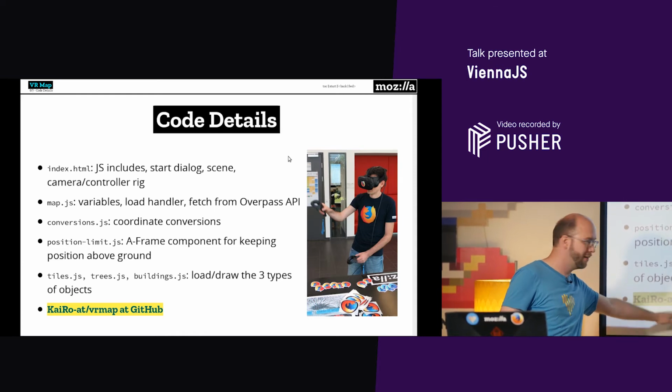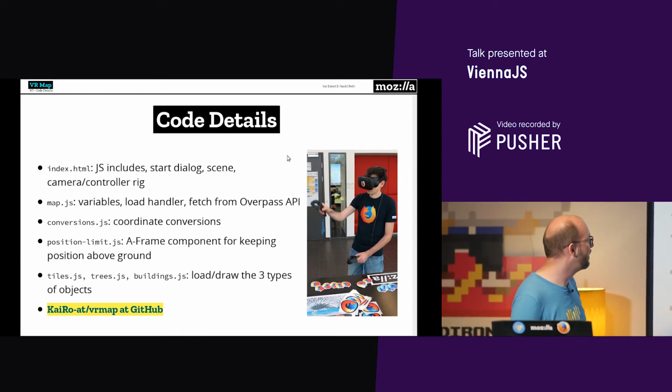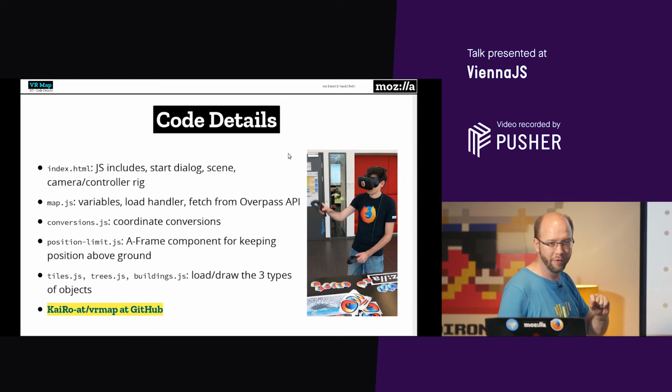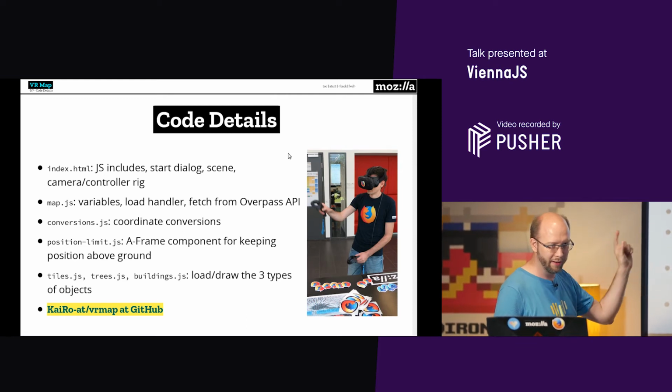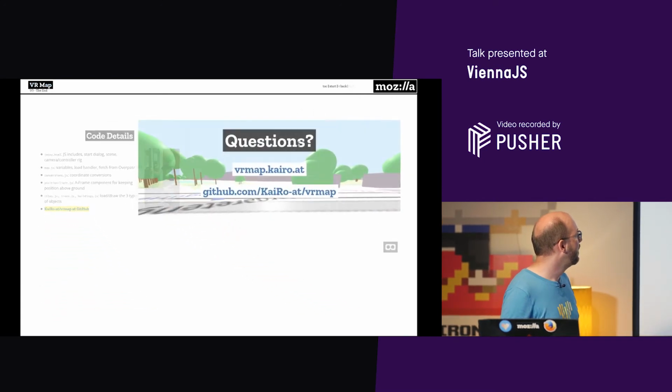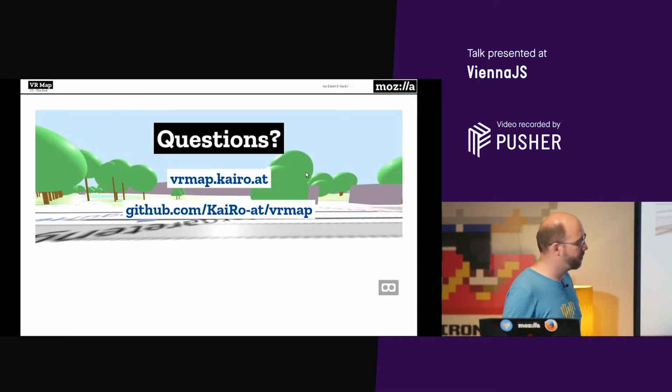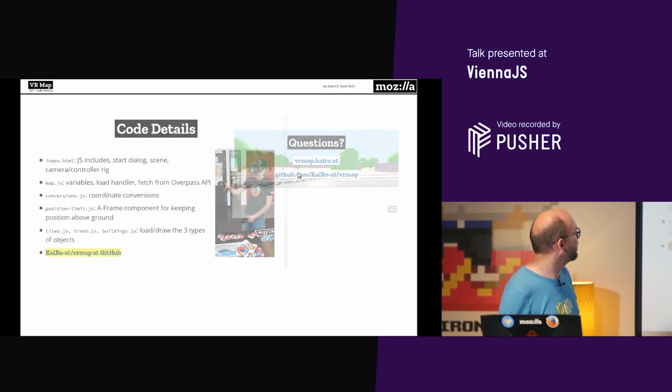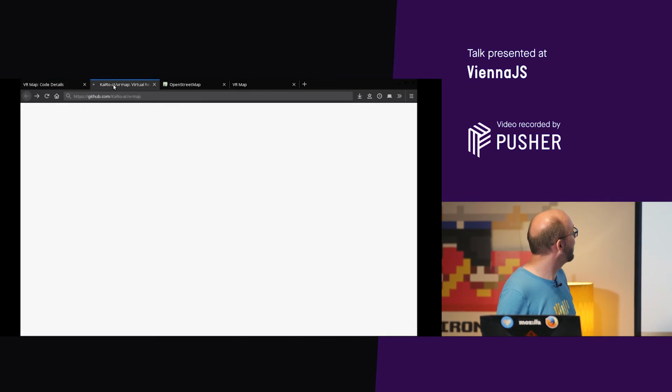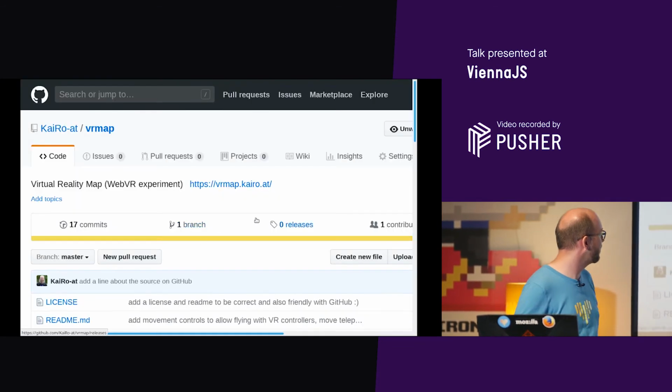It's available on GitHub. Cairo-AT is myself, and it's just called VRMap. If you go to vrmap.cairo.at, where the example lives, you find a GitHub link there as well. And actually, no, we will not go to the questions yet. We will actually take a look at the actual code, because that's more fun.